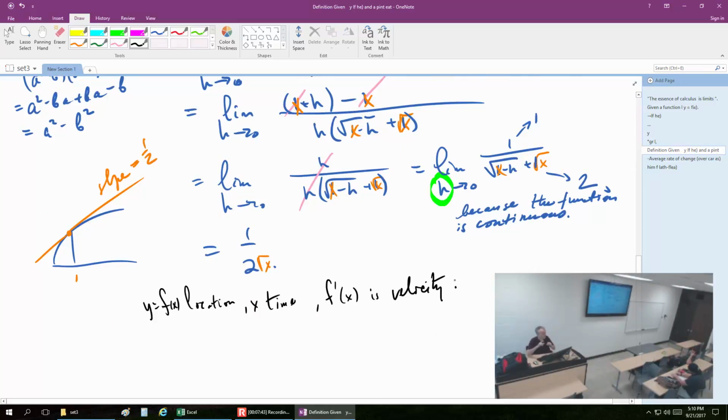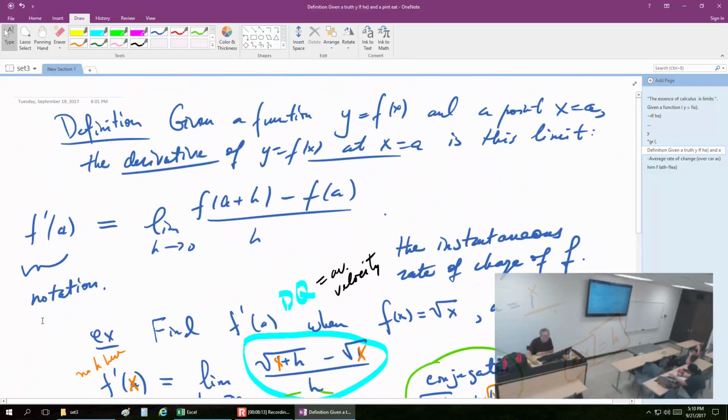So average velocity is always over a period of time, over an interval, and this one is for an instant. So for every x being time, you know exactly what the speed or velocity was. At x equal 1 it will be 1 half, and then at 3 it will be 1 over 2 square root of 3, and so on. So for the exact value, you just plug in, and you have your function all mapped out.